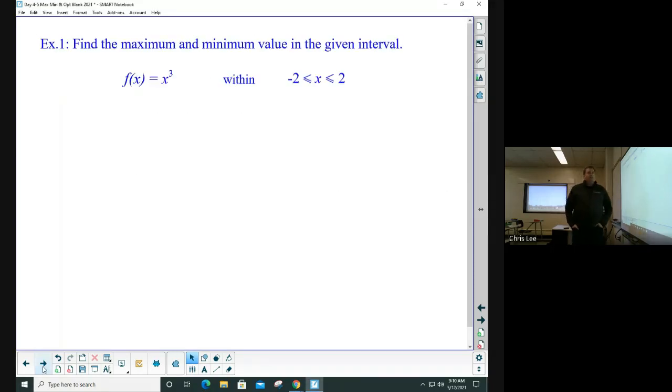So let's do it on a different function here. We're going to find the max and min on this one, f of x equals x cubed, and we'll follow that algorithm. So the first thing I've got to do is find potential maxes and mins. I know they'll happen when the derivative is equal to 0. So I'm going to differentiate this.